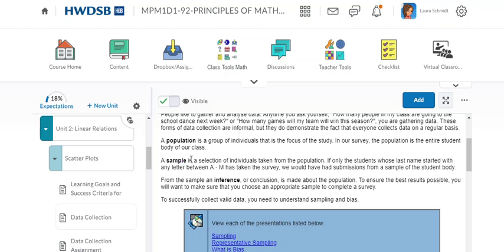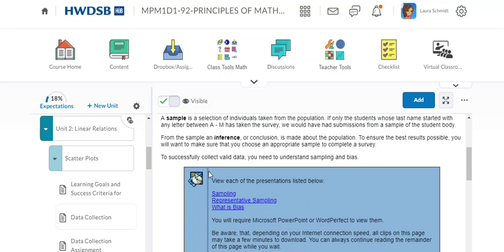Maybe I would just pick a class from grade 9, 10, 11, and 12. Or maybe I would stand outside the cafeteria and ask volunteers to take my survey. I'm not saying those are good sampling techniques, but that would be how you could take a sample of people. But to successfully collect valid data, we want to understand stuff about sampling and bias.